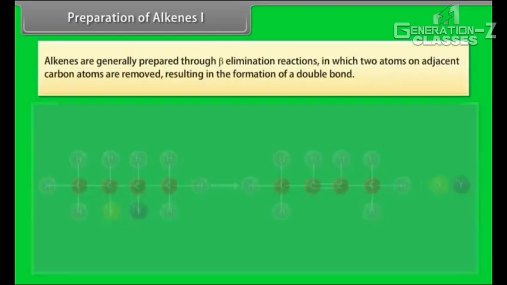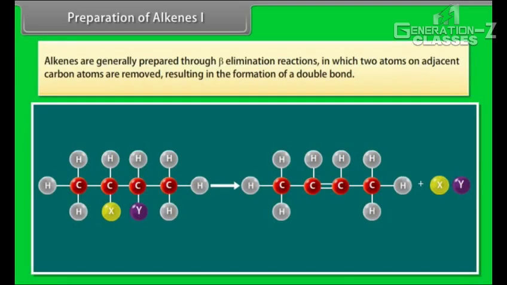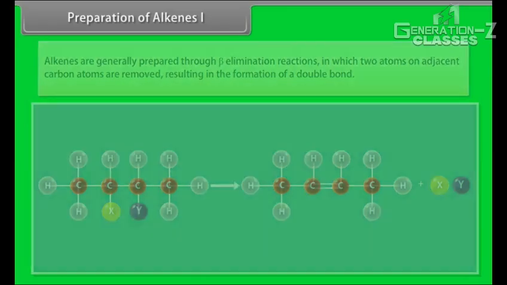Preparation of alkenes Part 1. Alkenes are generally prepared through beta elimination reactions, in which 2 atoms on adjacent carbon atoms are removed, resulting in the formation of a double bond.